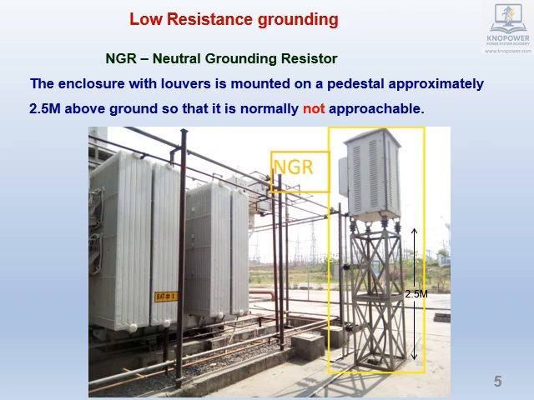Mounting arrangement of neutral grounding resistor is shown in the picture. The enclosure with louvers is mounted on a pedestal, approximately 2.5 meters above ground, so that it is not approachable easily. The other point to note is that the enclosure is mounted on insulator, so that the resistor element within enclosure is electrically isolated from support structure.